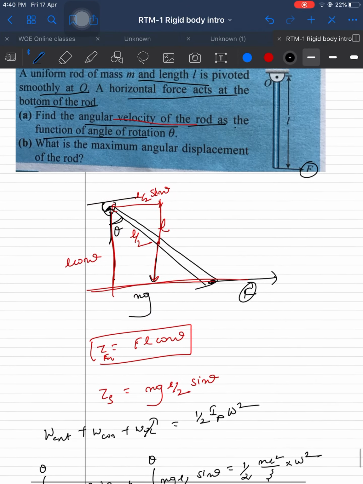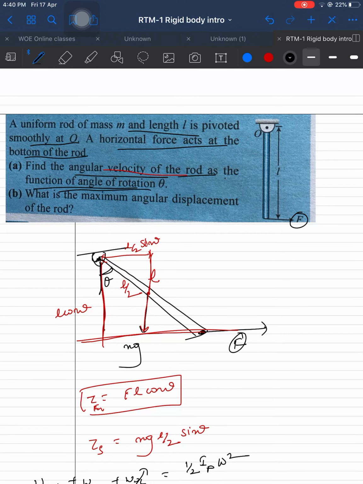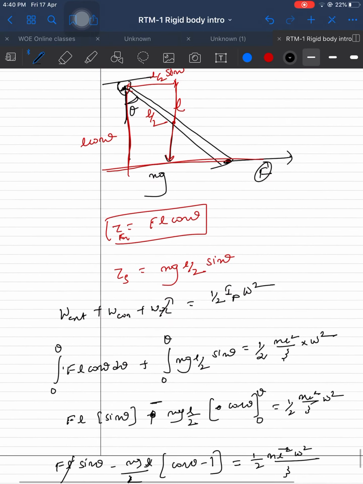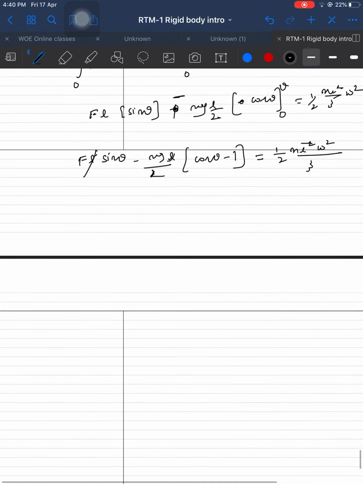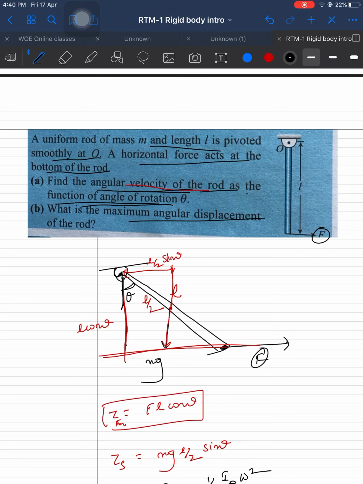Okay, that's what we are going to get. So we find the angular velocity, omega as a function of theta. Simplify this and you will get the terms. And after that, what is he asking? What is the maximum angular displacement?